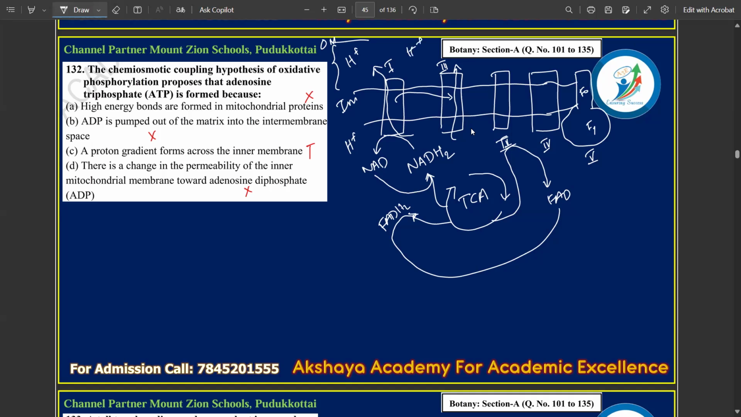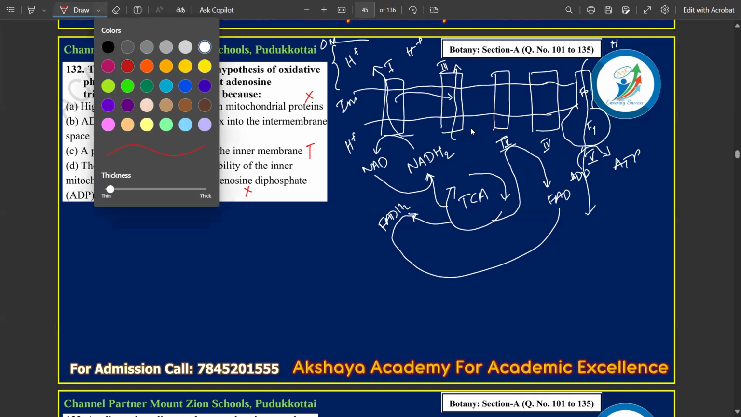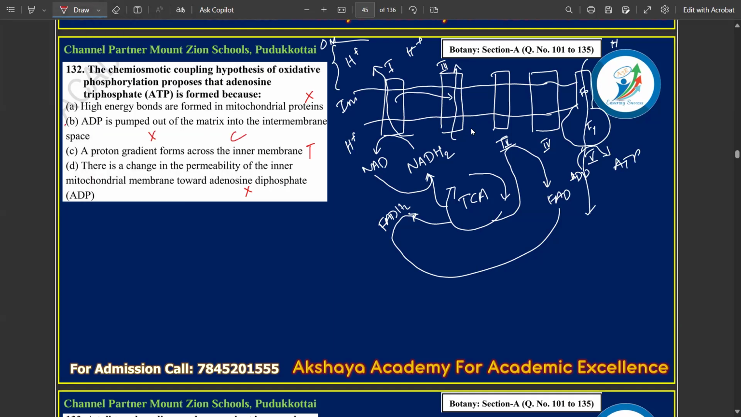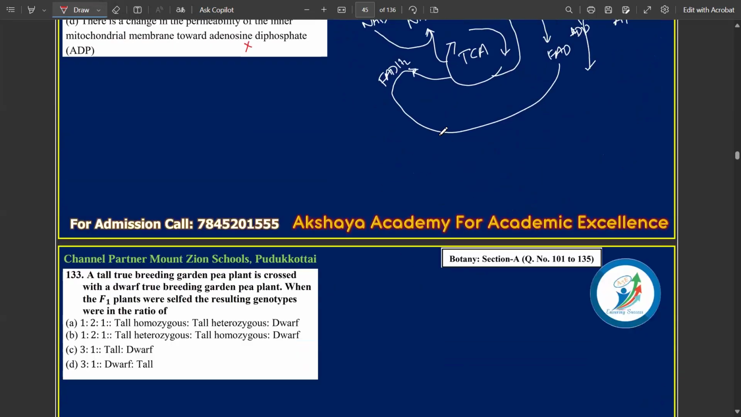Since a huge proton gradient is generated, this gradient is used to generate ATP while the protons pass through the oxysome. When they pass through the oxysome, it uses that energy to convert ADP into ATP. So your right option will be option C. Then let's see the next question.